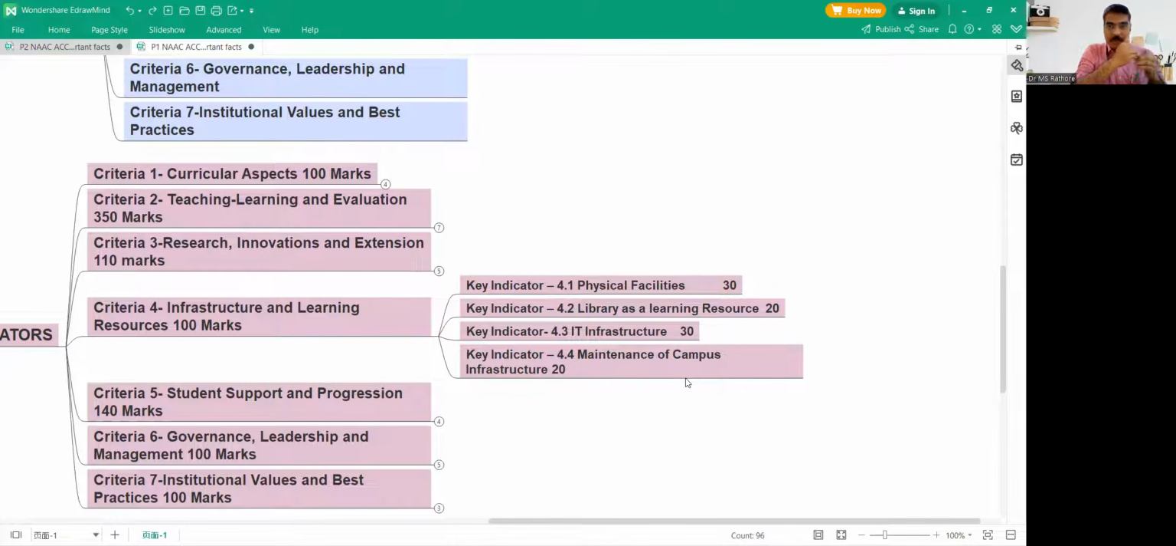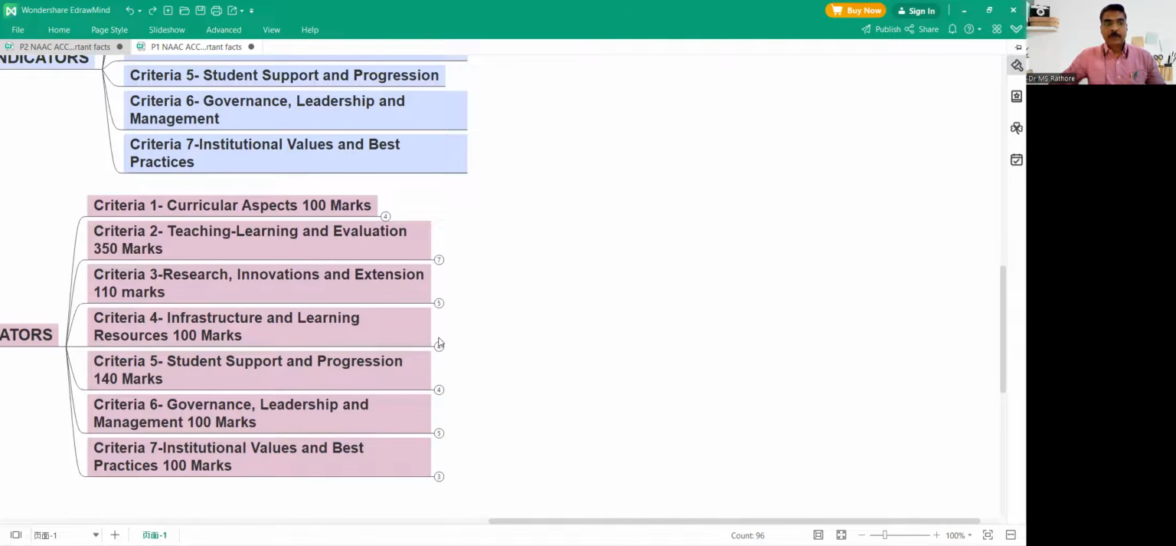And NAAC is providing an emphasis that there should be effective use of ICT-enabled tools throughout the various functioning areas of the institution. So this emphasis has been given and 30 marks have been provided there. And the key indicator 4.4 is the maintenance of campus. Once the infrastructure is there, then what is the mechanism in place to maintain the infrastructure of the campus? So this is comprising 20 marks. So this is about the criteria 4.